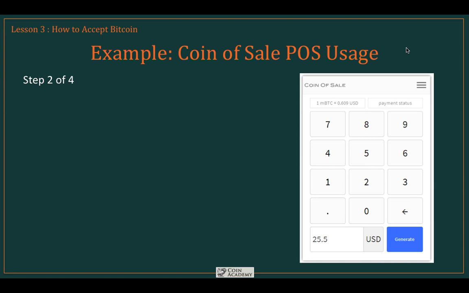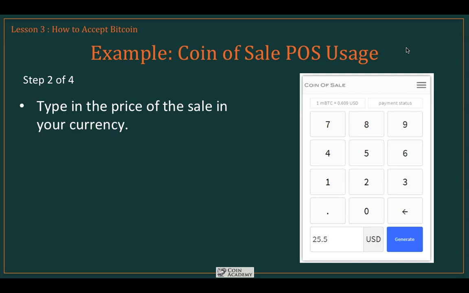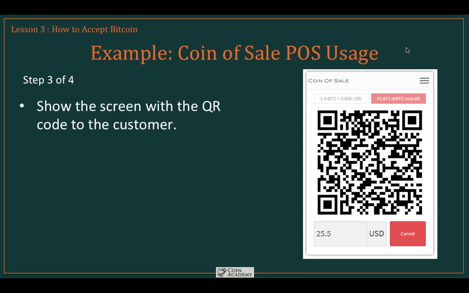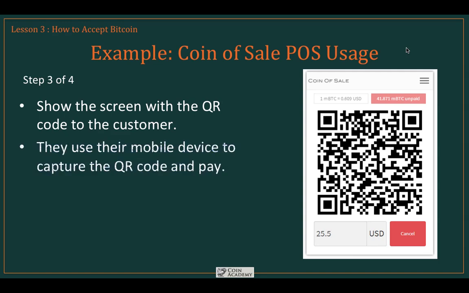This is the interface that you need. The customer orders something. All you have to do is type in the price of the sale in your currency, click the generate button, and this is what happens. Now the screen changes and shows you a QR code. It shows you the price in US dollars that you just input. It shows you what that value is in Bitcoin. And now you take this QR code and you show it to the customer, and the customer scans the QR code, and then they pay you.